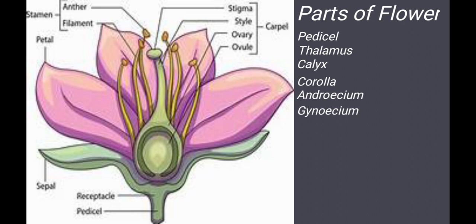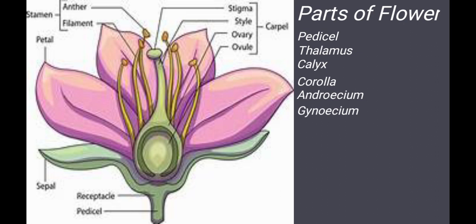Those flowers with only androecium or gynoecium are called unisexual flowers. Example: papaya, plum, gourd. Those flowers which have both androecium and gynoecium are called bisexual or hermaphrodite flowers. Example: china rose, petunia, mustard, pea.